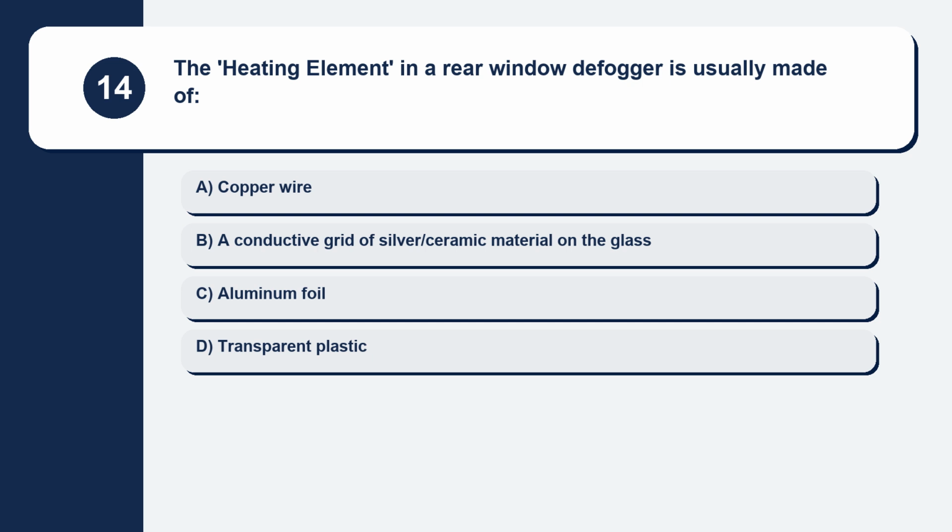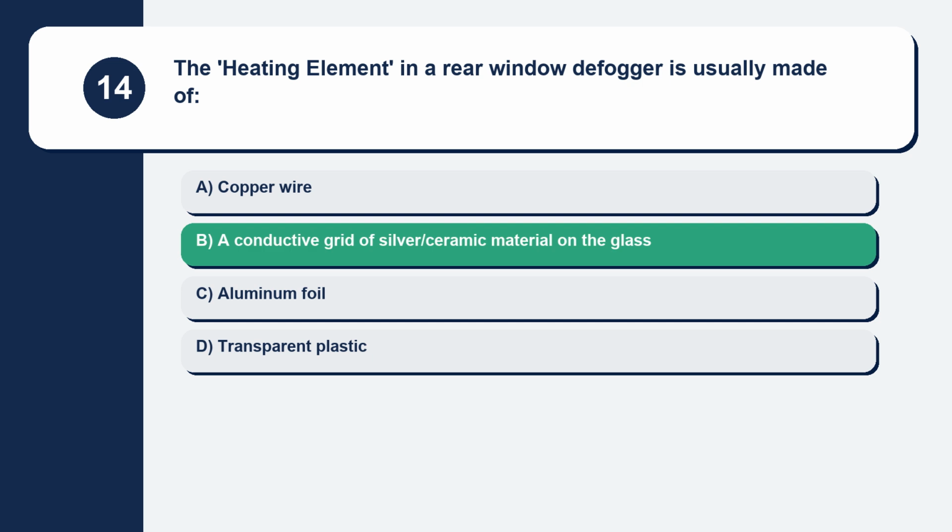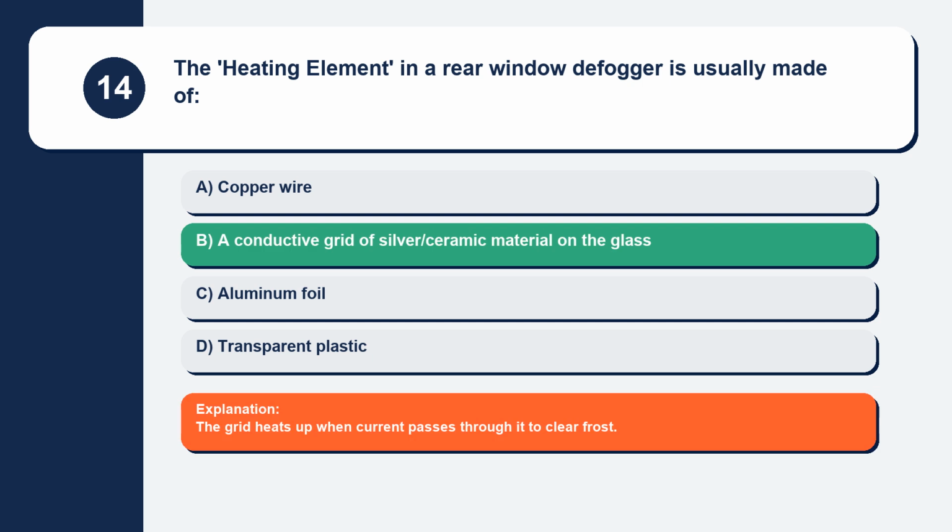Question 14. The heating element in a rear window defogger is usually made of copper wire, a conductive grid of silver/ceramic material on the glass, aluminum foil, transparent plastic. The grid heats up when current passes through it to clear frost.